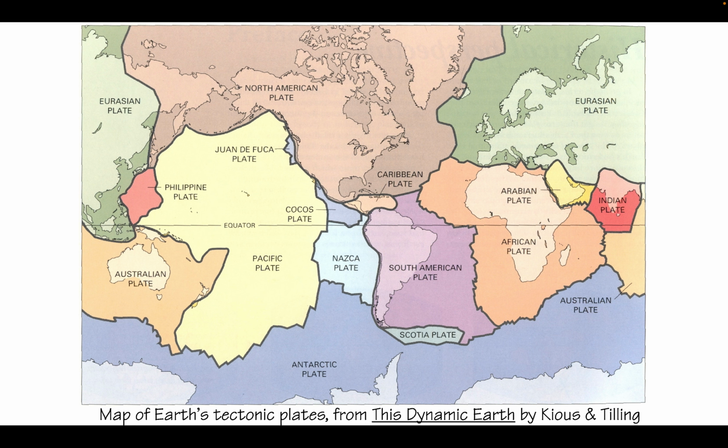There are also several smaller plates. In places where 2 plates run into each other, mountains, volcanoes, and deep-sea trenches may be formed and earthquakes may occur.